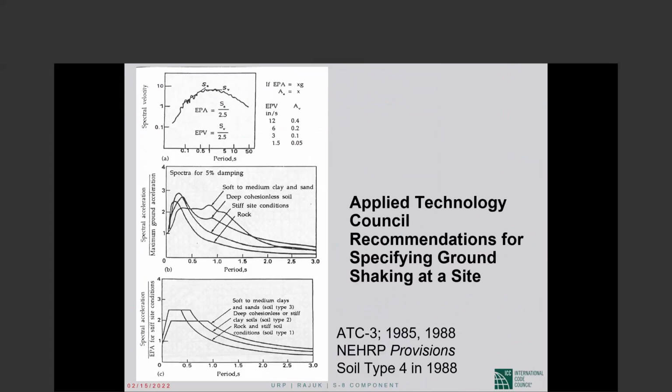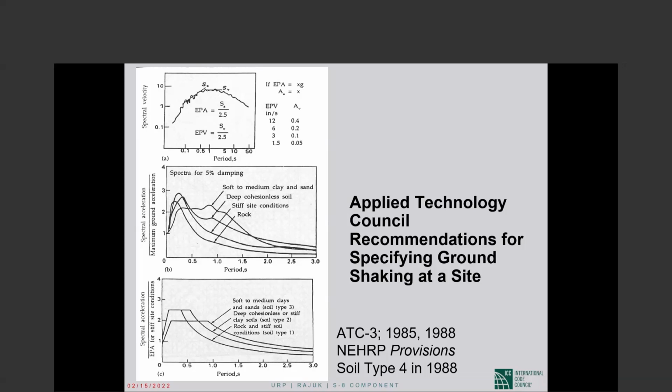Okay, I hope I have been clear, and I want to emphasize that there is a huge difference between a response spectrum, which is for one particular ground motion, and a design spectrum, which is the product of averaging and smoothing of a number of response spectra for a number of ground motions.